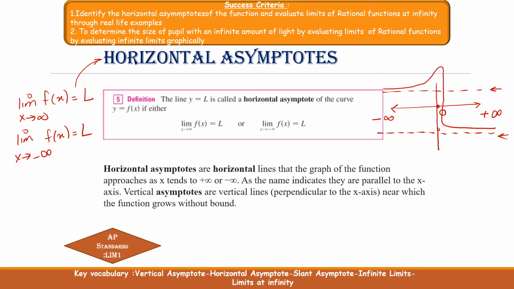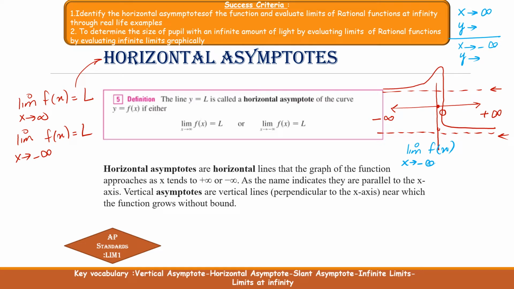If I ask you what is the limit for the function f of x when x is approaching negative infinity, you know that in previous grades we have studied and found the end behavior. End behavior is given by: when x is approaching positive infinity, what is the behavior of the y? Similarly, when x is approaching negative infinity, what is the behavior of the y?